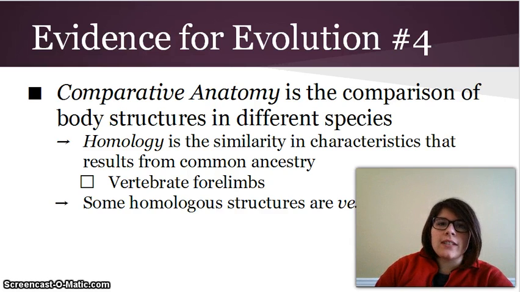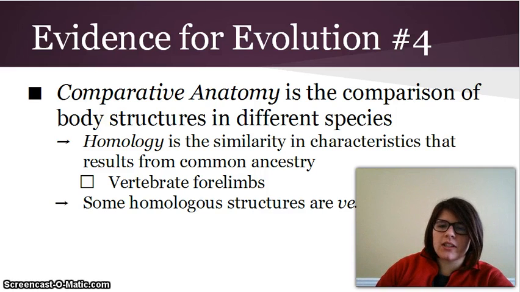Now, we looked at homologous structures. We talked about homologous and analogous structures. We're going to go through a little bit about what each of those are. So homology is just the similarity in characteristics that results from common ancestry. So having a common ancestor is going to give you those similar characteristics. Now, when we look at this, we talk about the homologies in vertebrate forelimbs and how bone structure is so closely related in all of these vertebrates.